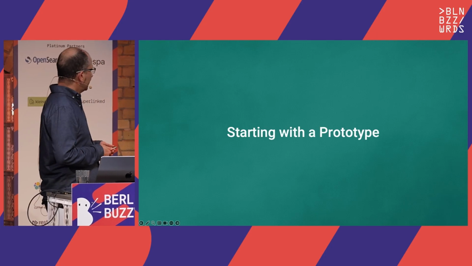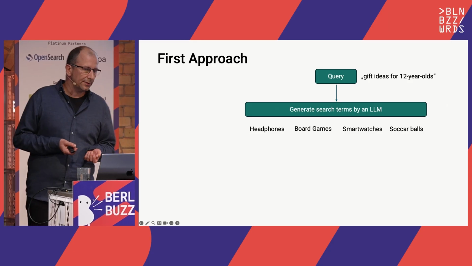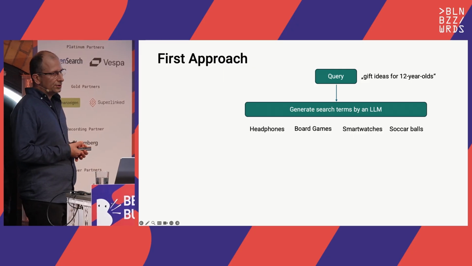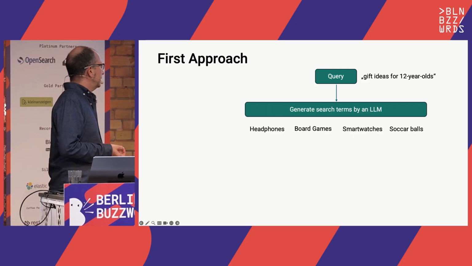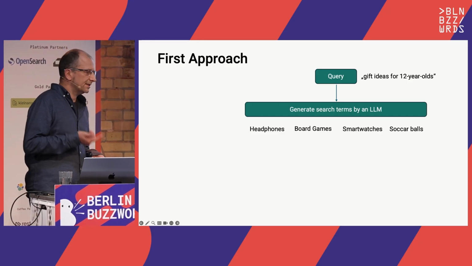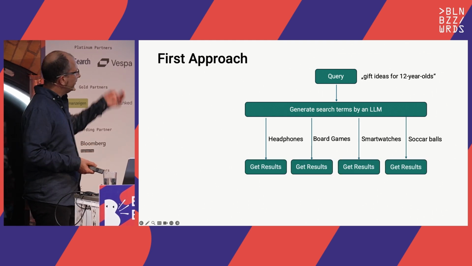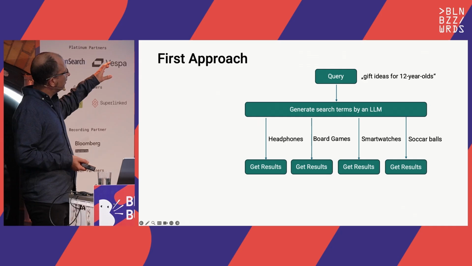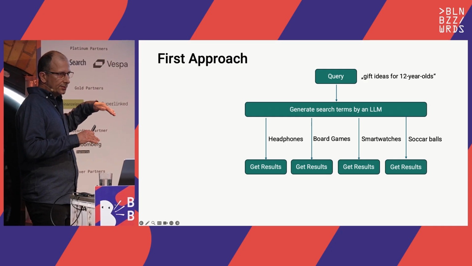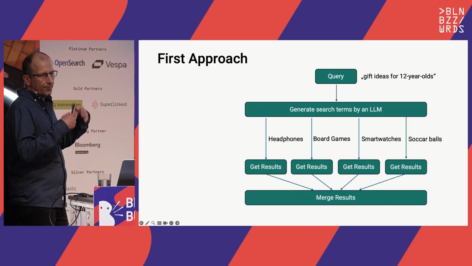And of course, we started with a prototype. So we built a prototype which is using a large language model, an LLM, to generate meaningful search terms. So for our query, we generated headphones, board games, smartphones, smartwatches, and soccer balls. And then we used the search terms, and we requested our traditional search engine in parallel to be very fast. At the end, we merge all together and we bring it to a list.